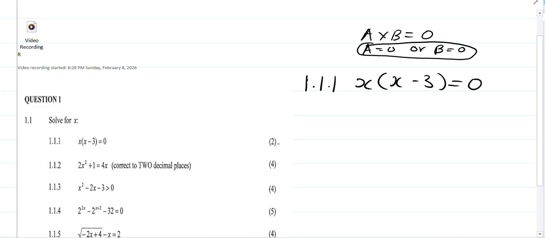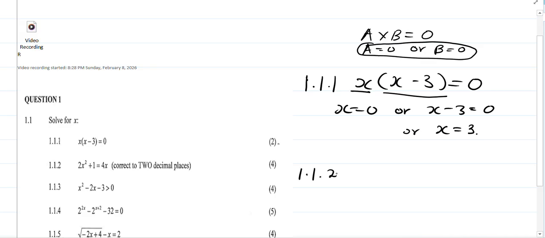In this case, we have a similar case. For this one and this one to give you 0, either x is 0 or x - 3 = 0. And then when you continue with this one, x = 3. That's how you solve the question.